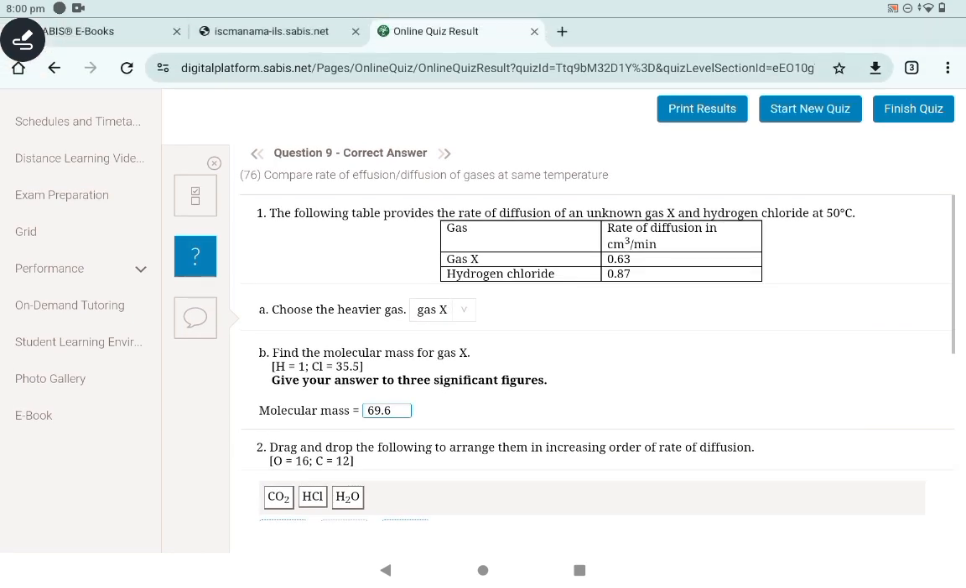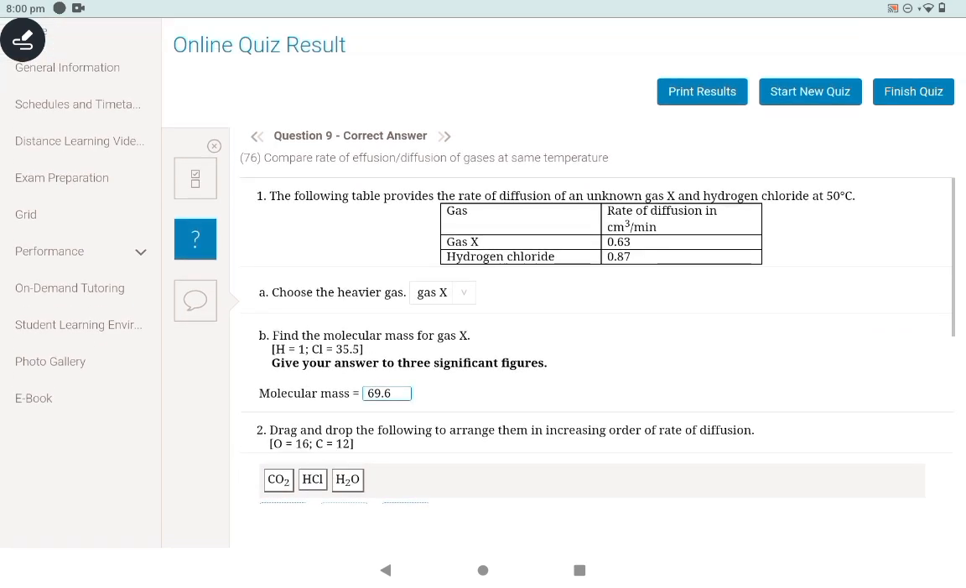Okay, now choose the heavier gas. We have the rate of diffusion given for a gas X and hydrogen chloride. They want the heavier gas, so you have to remember, the heavier, the slower the rate of diffusion. It's common sense, the heavier something is, the slower it will be. So over here, the slower rate of diffusion is gas X, so that is the heavier gas.